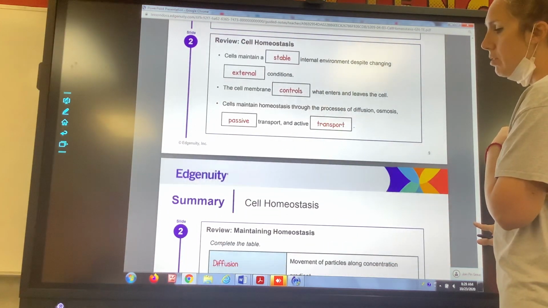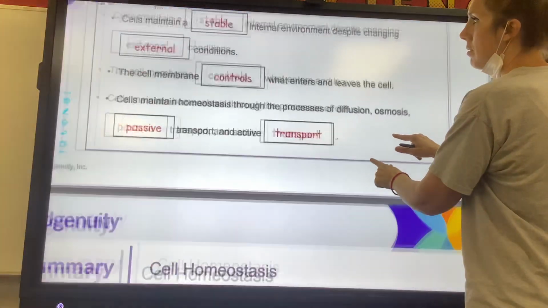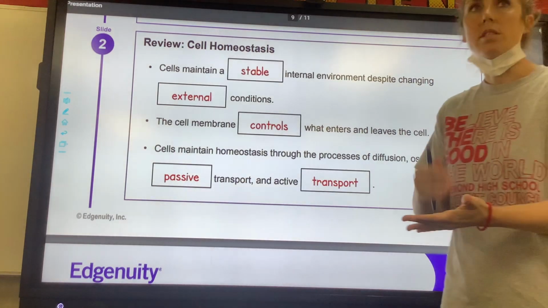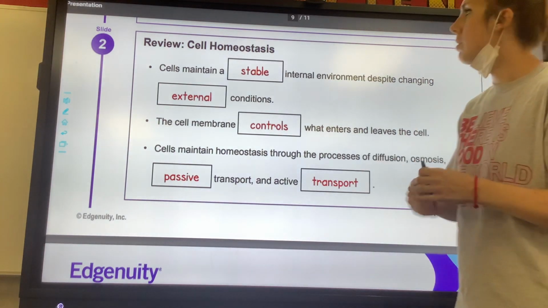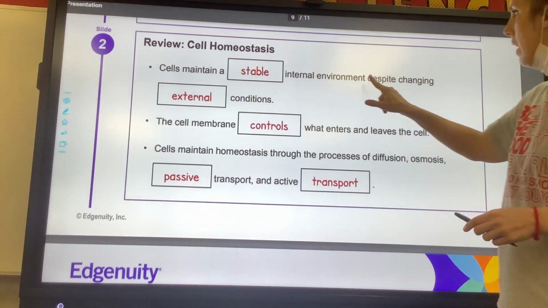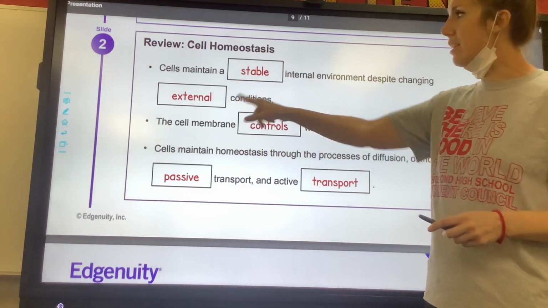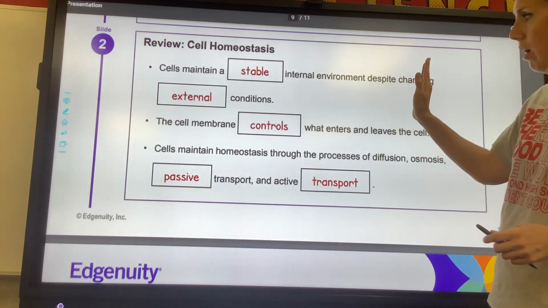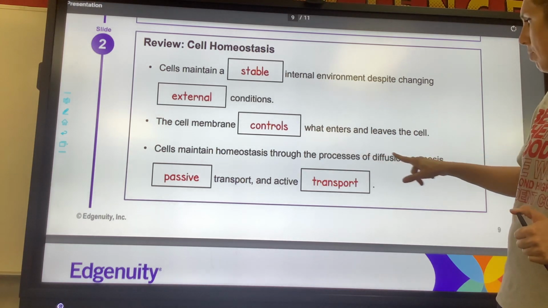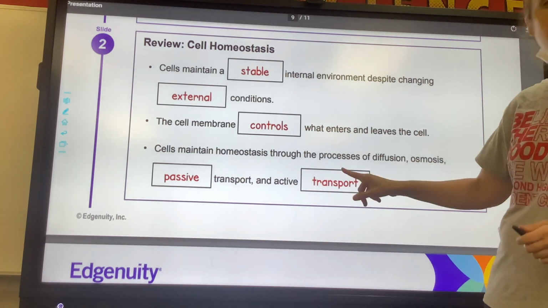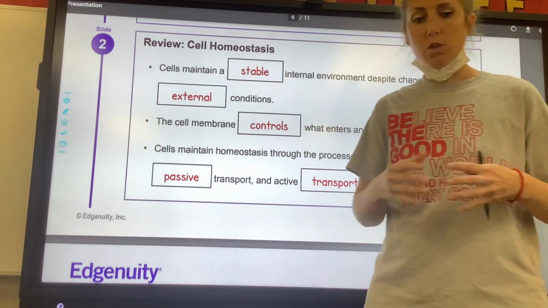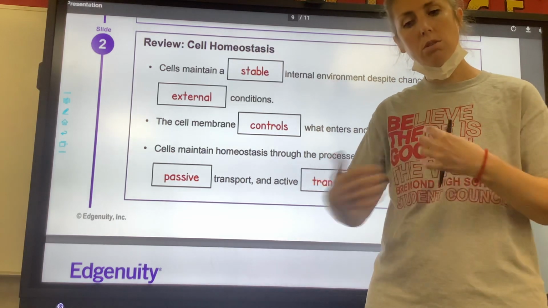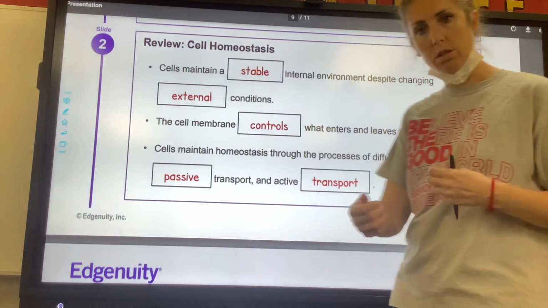Okay, so here's our homeostasis review. I do like this. Homeostasis, happy, healthy state, maintaining stable conditions. Cells maintain a stable internal environment despite the changing external conditions. The cell membrane controls what enters and leaves the cell. Cells maintain homeostasis through the processes of osmosis, diffusion, passive and active transport. So, diffusion of particles, osmosis of water, passive, not using energy to do this, or active, using energy to do this.